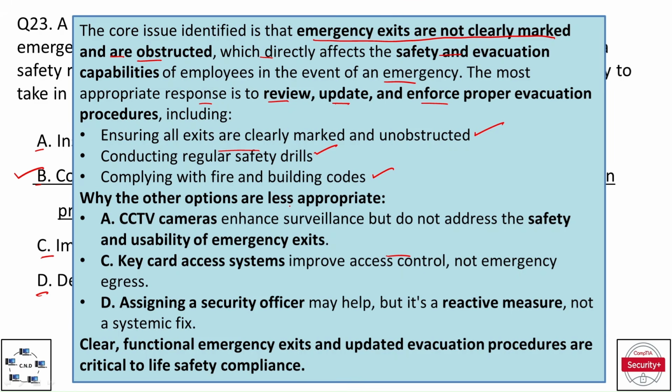Why the other options are less appropriate? Option A, CCTV cameras enhance surveillance but do not address the safety and usability of emergency exits. Option C, key card access systems improve access control, not emergency egress. And option D, assigning a security officer may help, but it's a reactive measure, not a systematic fix. So, clear functional emergency exits and updated evacuation procedures are critical to life safety compliance.